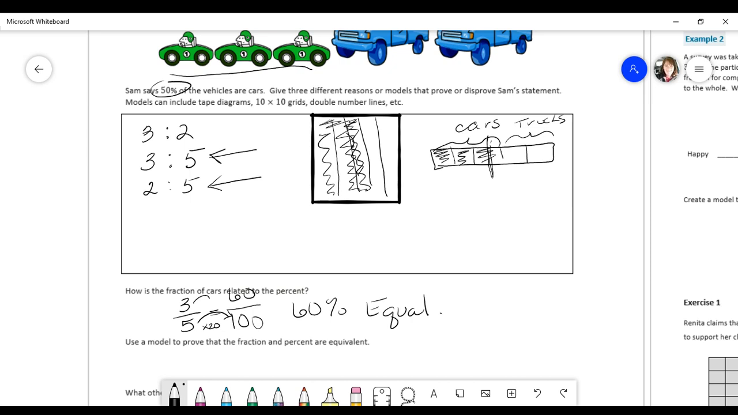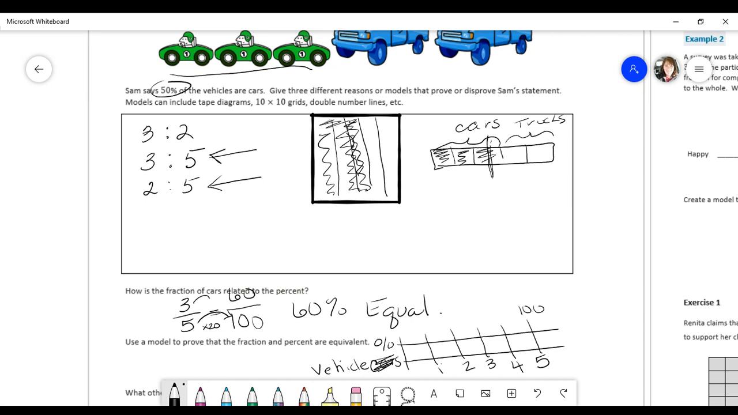Let's use a model to prove that the fraction and percent are equal. Well, let's use our double number line. And if we do that, we're going to put our percent on the top, and let's do our vehicles on the bottom. So we have 1 vehicle, 2 vehicles, 3, 4, 5, and all of them together we know are 100%.